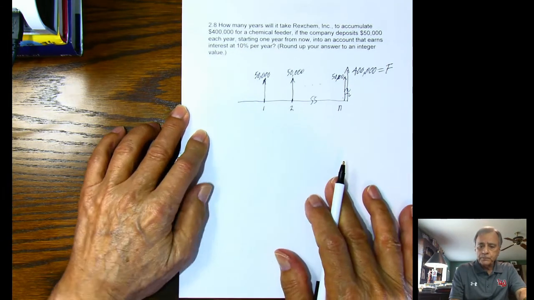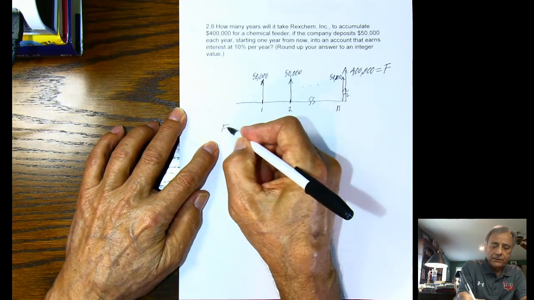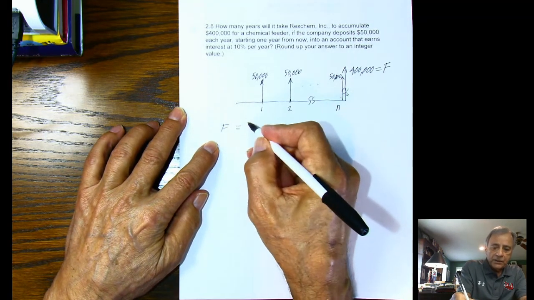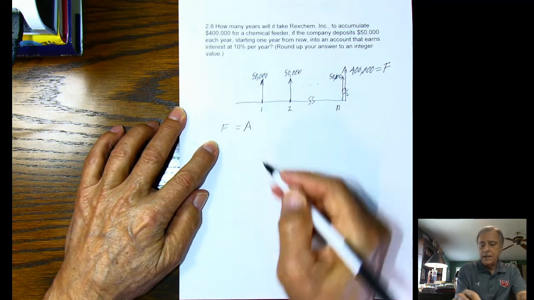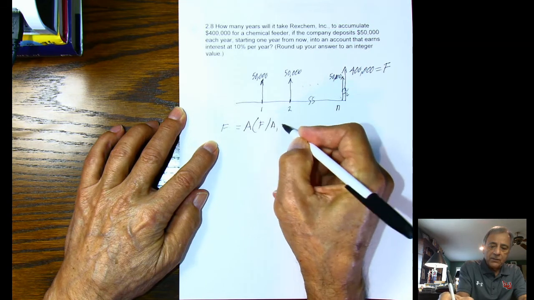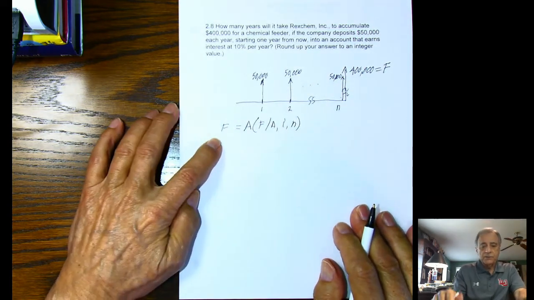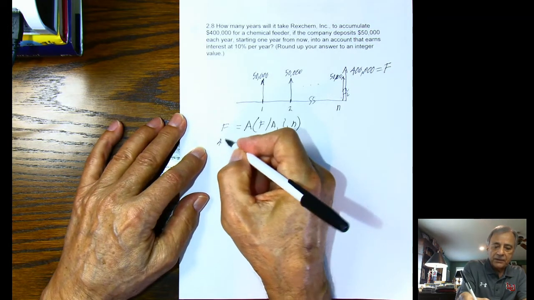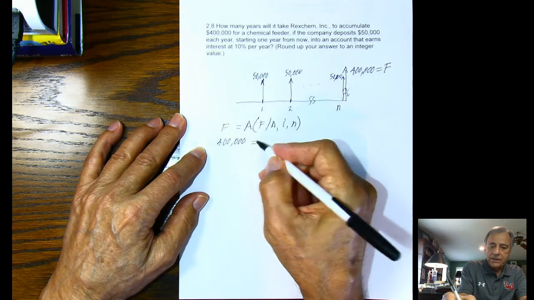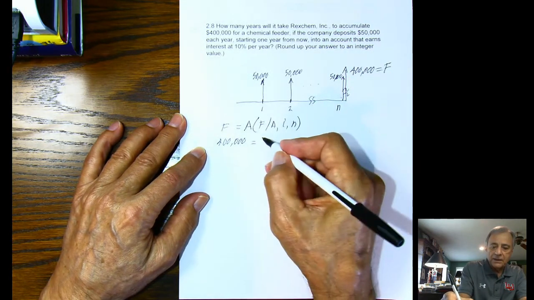So the equation that we're going to have is the future value, which is known, is equal to the uniform series amount, A, F given A at rate i for n periods. Okay, well, we know the future value, that's $400,000. And we know how much each payment in the uniform series is, and that's $50,000.